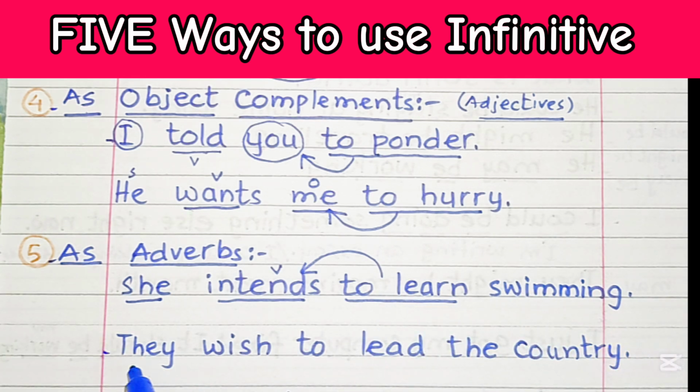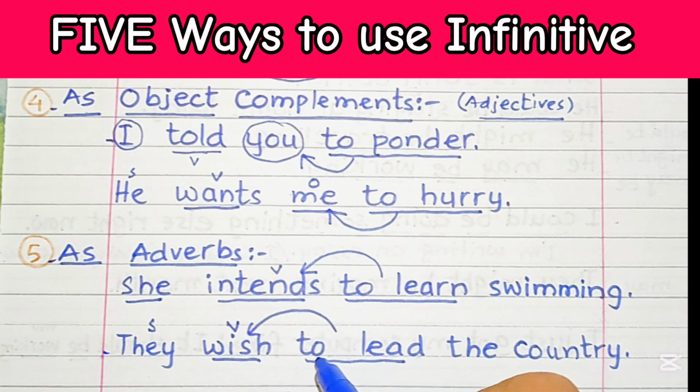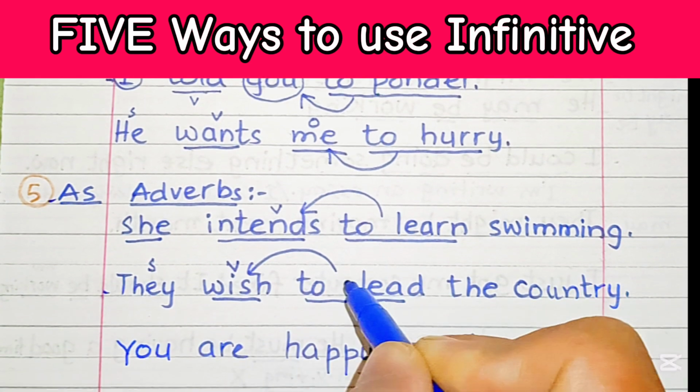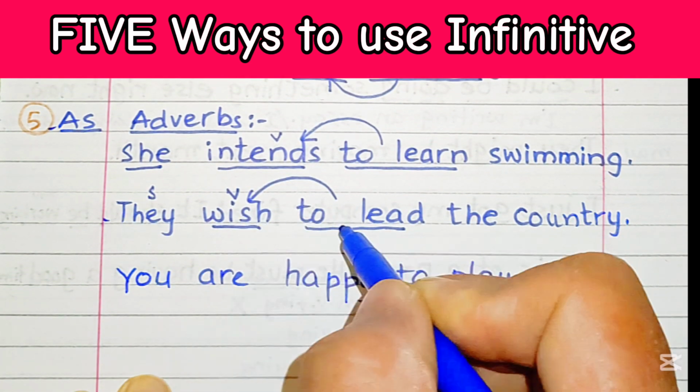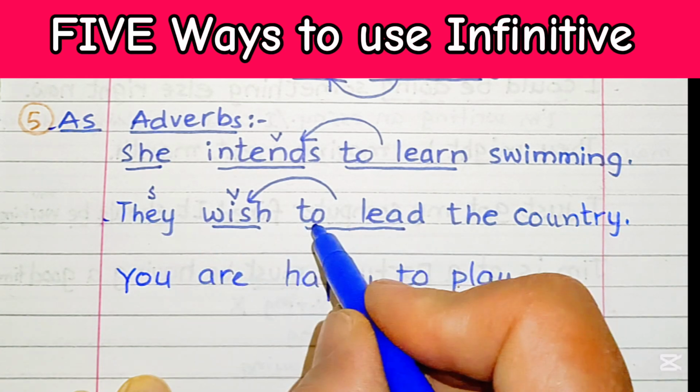Now look at this example. They wish to leave the country. Over here, this is the subject, this is the verb, and then they wish. What do they wish? So this particular infinitive "to leave" is giving us more information about wish. It is describing the verb wish. That's why it is an adverb, but basically it has this structure, to plus base form. So this infinitive is actually doing the function of an adverb. They wish to leave the country.